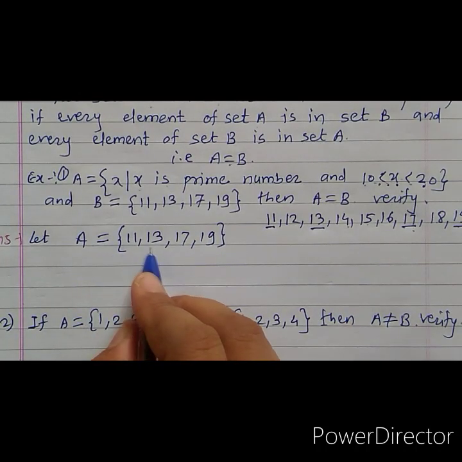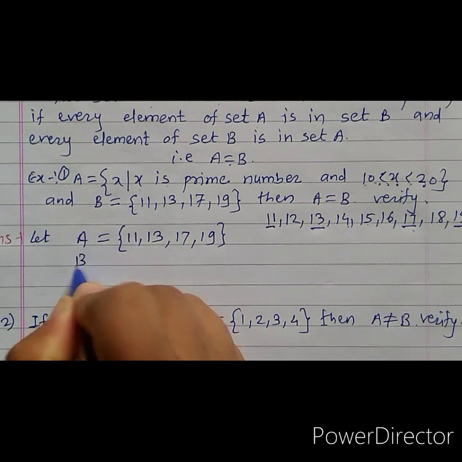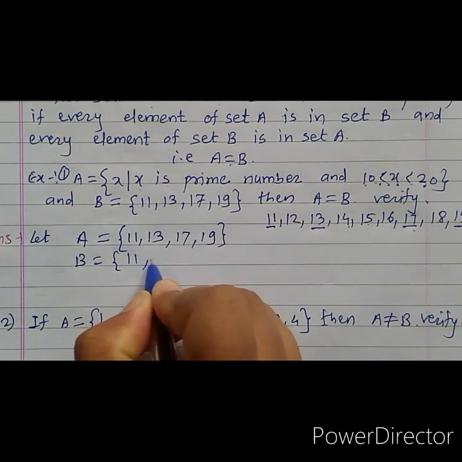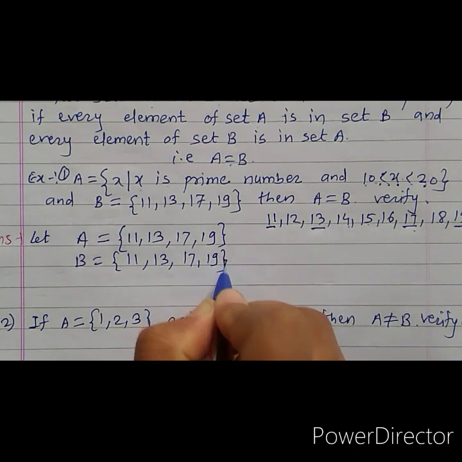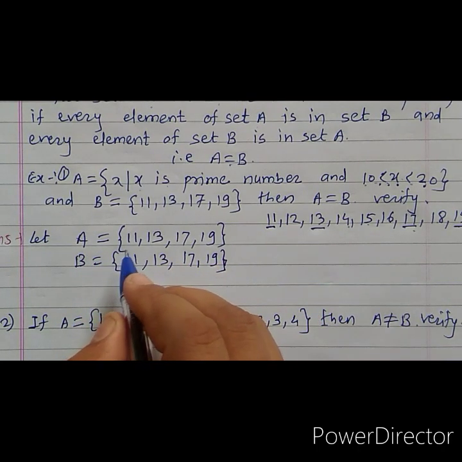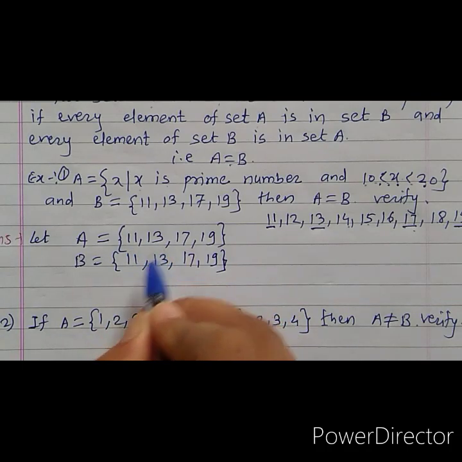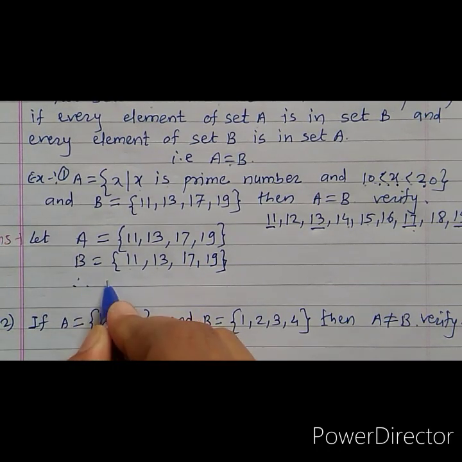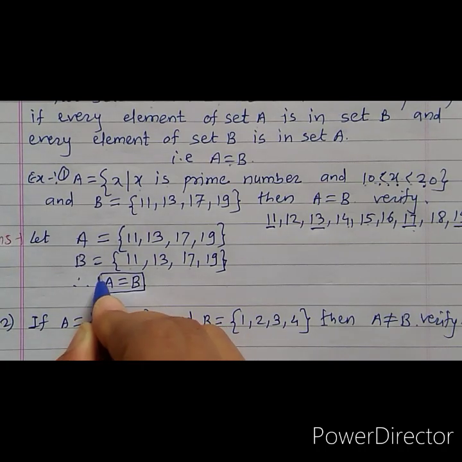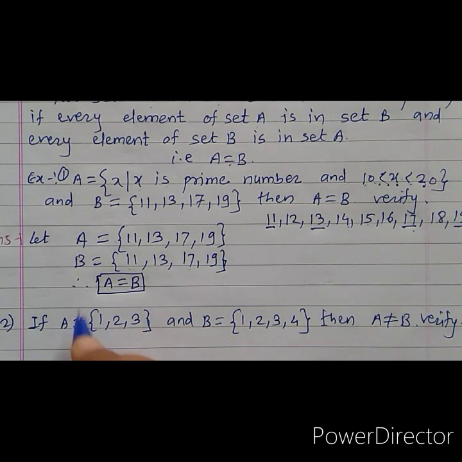Now we got set A and already we have set B. B is equal to 11, 13, 17 and 19. Now see, in both the sets A and B, all the elements of set A are in set B and all the elements of set B are in set A: 11, 13, 17 and 19. Therefore we can say that set A is equal to set B. Therefore these two sets are equal.